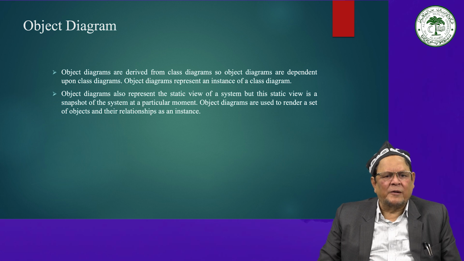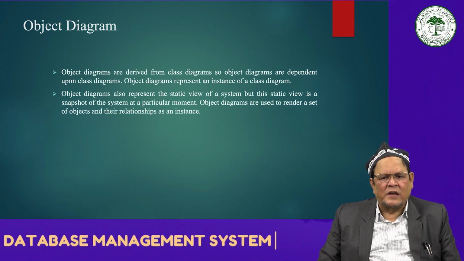Next is object diagram. Object diagrams are derived from the class diagrams. So object diagrams are dependent upon the class diagrams. Object diagrams represent an instance of a class diagram. The basic concepts are similar for class diagram and object diagram.